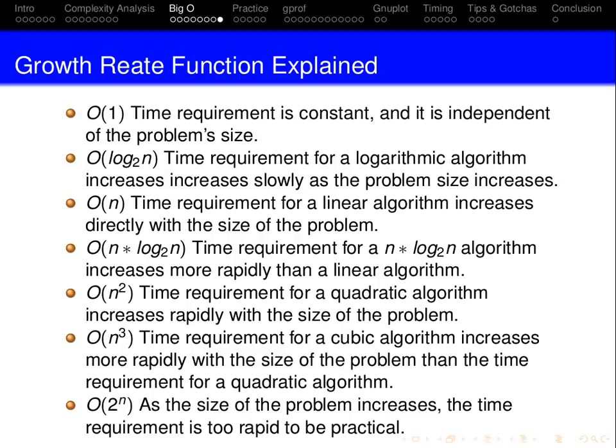If your algorithm's O of 1, that means you're doing awesome because it happens in constant time. We're done. Log of n requires logarithmic time, which increases slowly as the problem size increases. It actually increases really slowly, so log of n is still pretty good. But O of 1 is still better. Is there anything better than O of 1? Technically no, because everything has to take constant time.